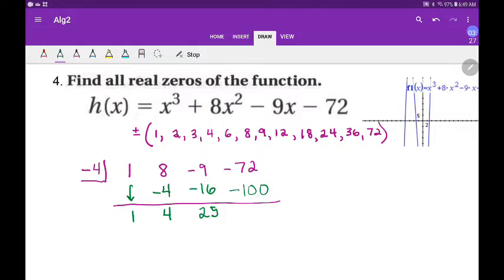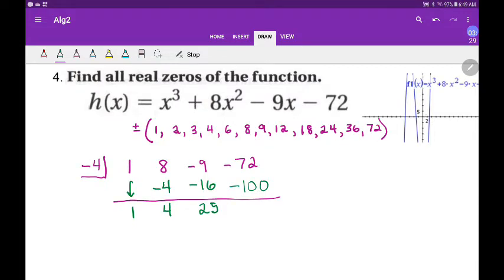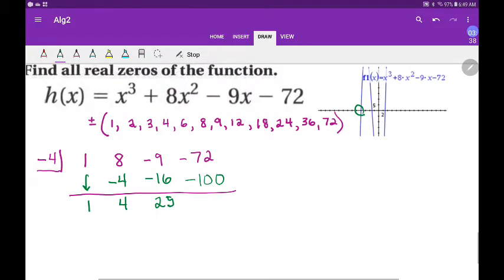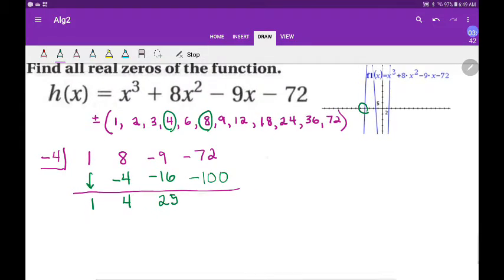So I must be wrong about the scale. Oh, you know what? That was probably an 8 out there. I think that wasn't a 4 at all. I think that was an 8. So let me try -8, because that's also a possibility. 4 is a possibility, 8's a possibility. So let's try a -8.